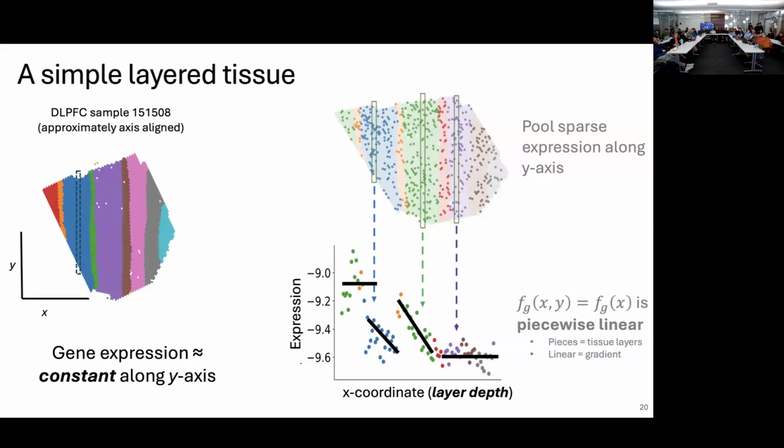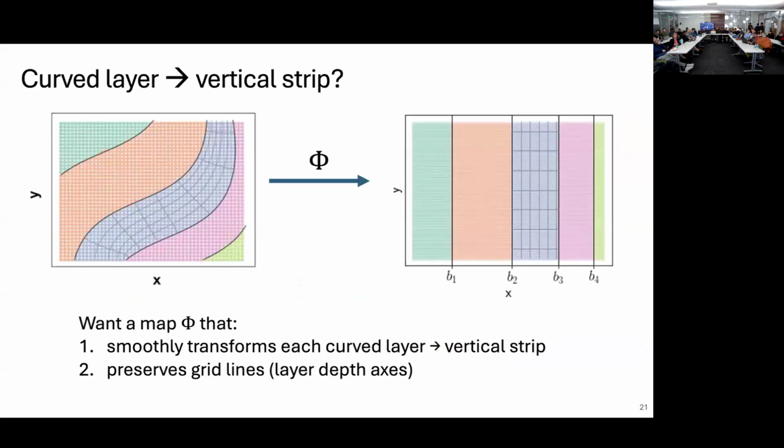Yeah, so this is the simplest case. And maybe a next natural question is, what about more complicated cases? For example, for many layered tissues, you can imagine these layers curve in space and have arbitrary shapes. Ideally you'd like a way to transform each of these curved layers into the simple case from before, these axis-aligned layers. You want to find a transformation that's smooth, not very obvious, and also preserves, okay, this is really hard to see, but if you squint, you can see these grid lines. You want to preserve these grid lines, which tell you this layer depth axis. Maybe it's a bit easier to see on that one.